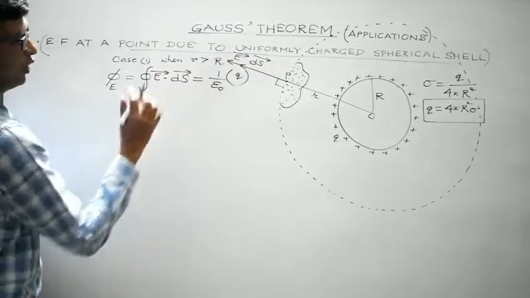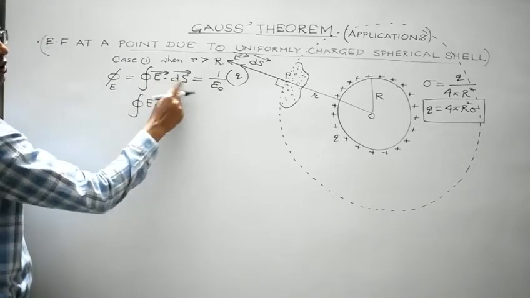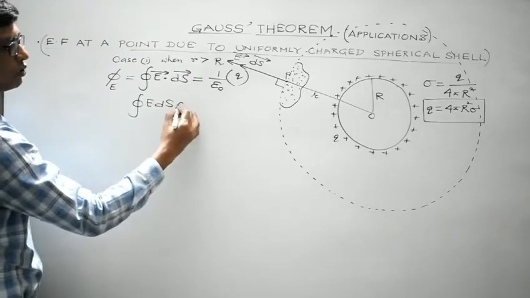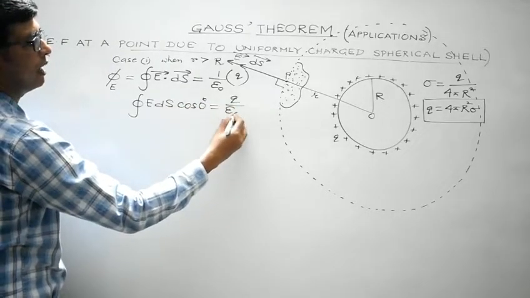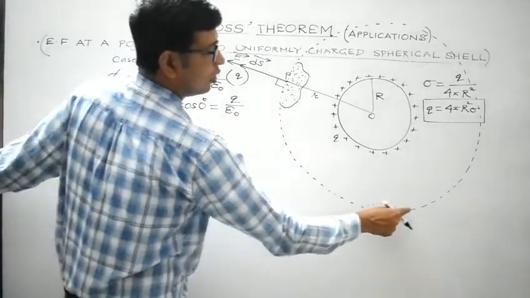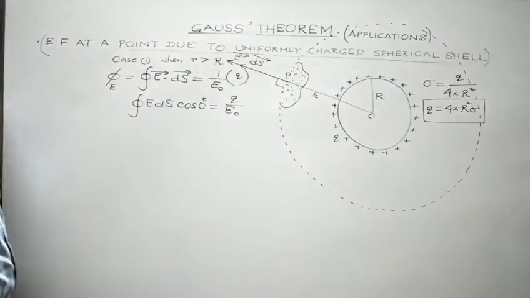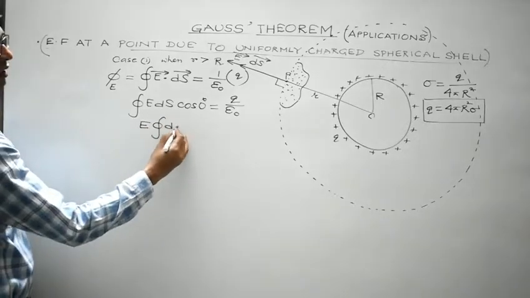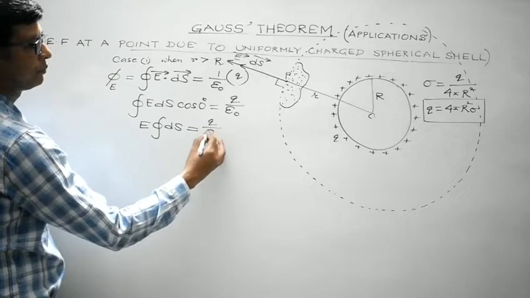So, let's try to evaluate it. The integral of E dot ds, since both are in the radially outward direction, as is evident from this diagram, the angle between them is 0 degrees. It is q by epsilon. The electric field at any point on the Gaussian surface, being equidistant from the center, would be constant. So, it can be taken outside the integral. Integration of ds, cos 0 is 1. It is equal to q by epsilon.